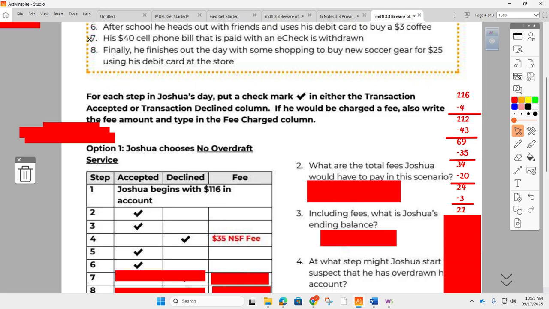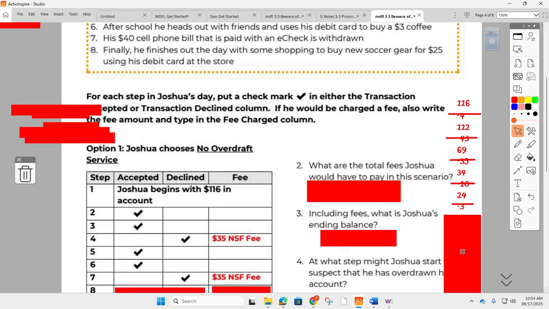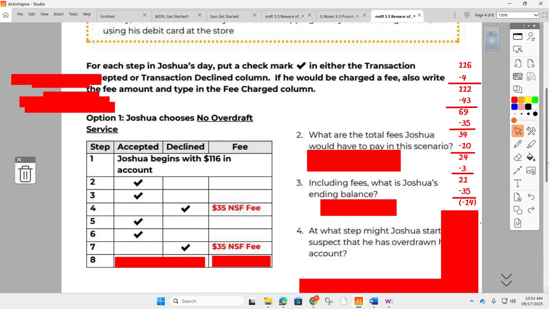Next, same day, his $40 cell phone bill is paid with an e-check. Does he have $40 in his account? Are they going to pay it? They are not. Are they going to charge him? They are. So now we're not subtracting the $40, but we are subtracting the fee. So he's at a negative $14 balance now.